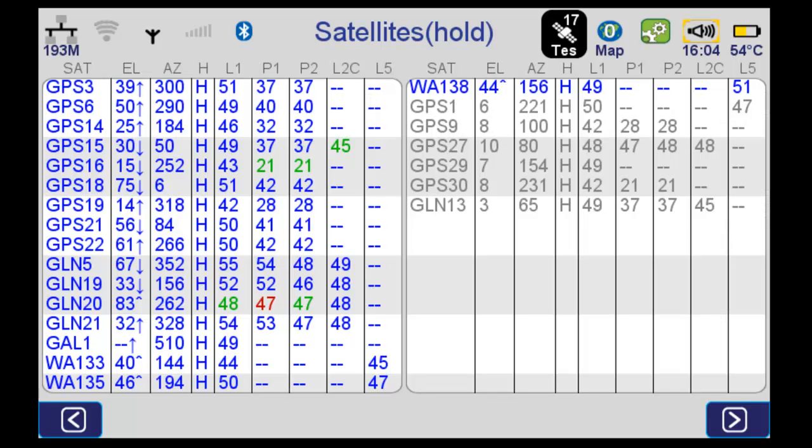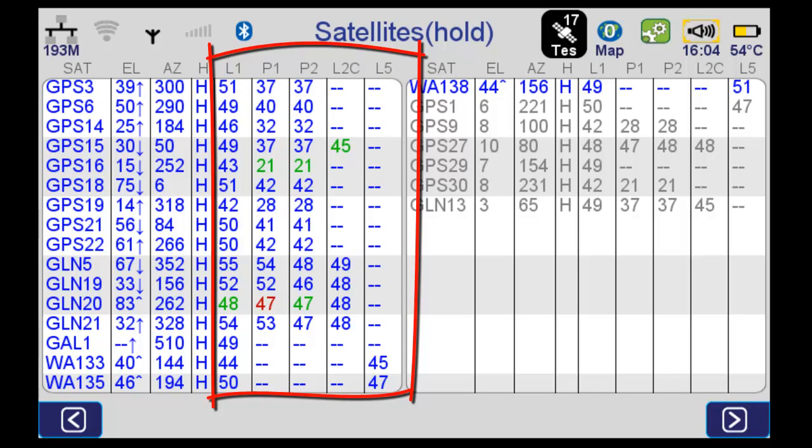We can go one step further and also look at the signal strength of satellites after signal processing is done and satellites are tracked. This screen of Triumph VS shows satellite elevation angle and azimuth and the strength of their P and CA signals. Satellite signal strength numbers are color coded.